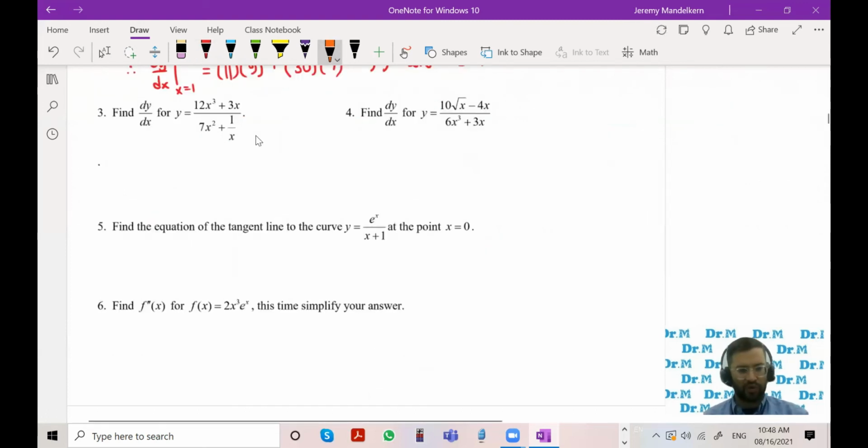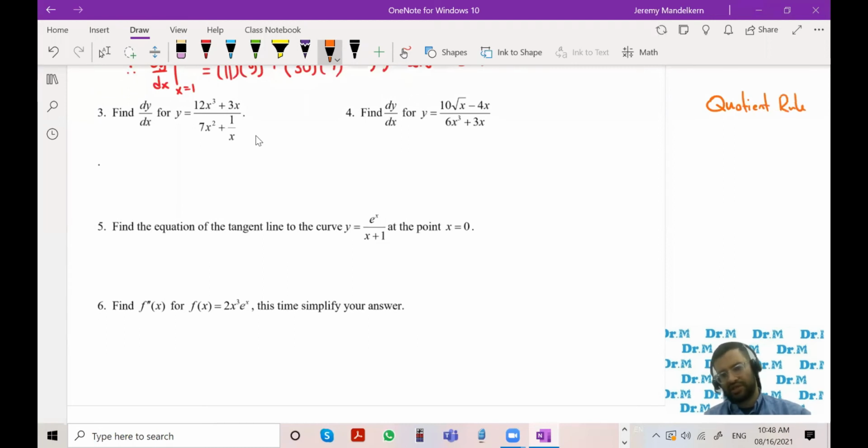In the next problem, we're tasked with finding dy/dx, and here we have a quotient of two functions. So we're going to have to make use of the quotient rule. We know that the quotient rule states that the derivative with respect to x of the quotient f over g is going to be f prime g minus g prime f, and all this over g squared.